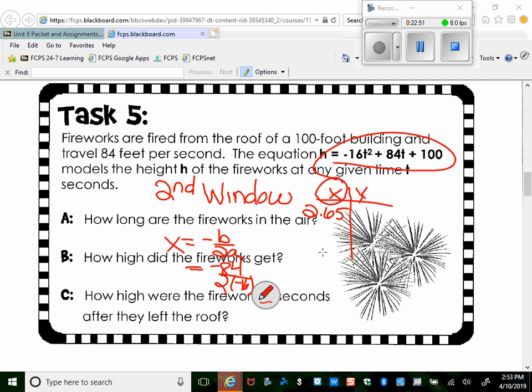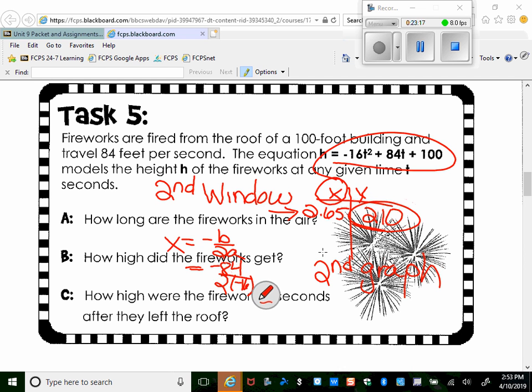Okay, and then you're just going to type in 2.65. Now you're going to hit second graph to get back to the table. And you should see what it should be at the top of your table. 2.65 pairs up with what number? 210, okay, approximately 210 feet.